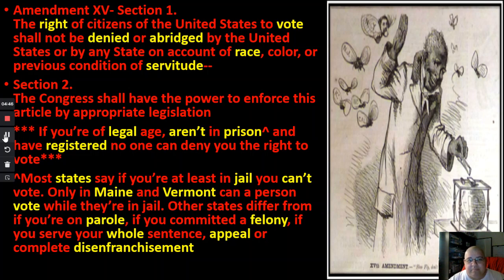Now, you have to look that up if you ever move. What does your state law say about you voting? But again, they can't deny you just because of your race.